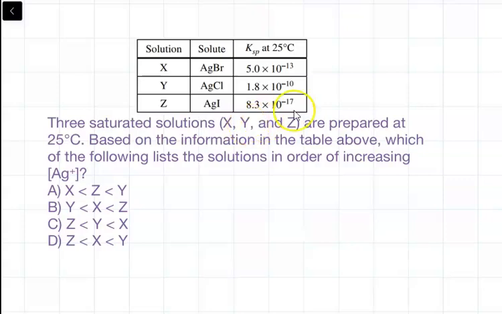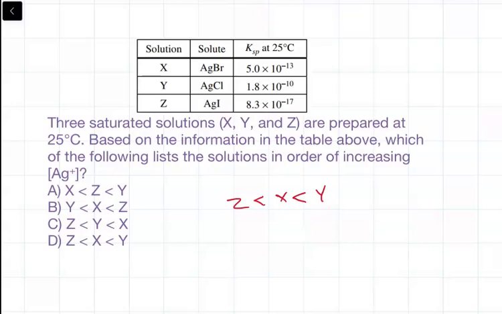So it becomes pretty predictable. Since these all have the same number of ions, going in increasing order, the least soluble one would be the one with the smallest Ksp. So that would be Z. So Z is smallest, and then second smallest is X, that's our silver bromide. And then the largest would be Y, which is silver chloride.